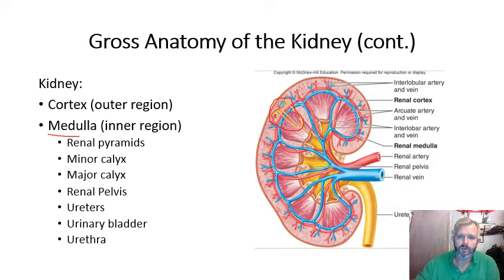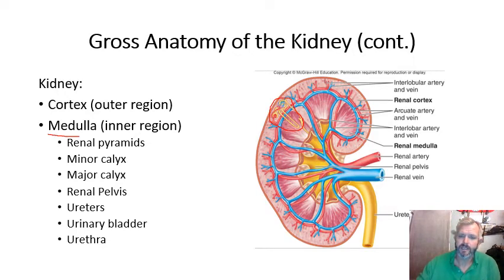We're going to form the urine, and it's all going to start to be collected, first into the minor calyxes, then the major calyxes, then the renal pelvis here. And once urine reaches here, it's going to travel from the ureter down to the urinary bladder and then through the urethra.